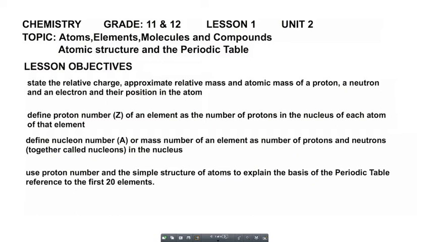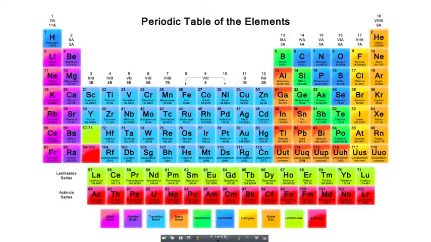However, we are going to look at the first 20 elements. So we are going to have a bit of a restriction with regard to the elements of focus. I quickly want to go into detail. Let us look at the main lesson. First, let us look at the atomic structure and the periodic table.